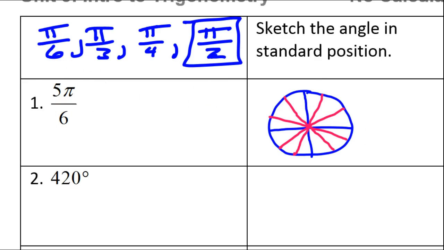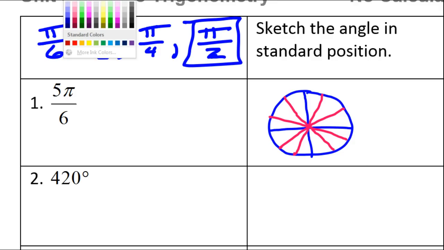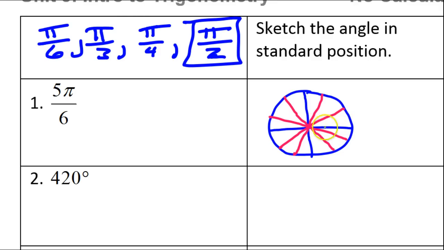That means 5 pi over 6 would go like this. Understand that standard position always starts here on the positive x-axis, and if we go the positive direction, we're going counterclockwise. So that's 1, 2, 3, 4, and 5 pi over 6 would land right here. So this would be the angle in standard position, and the arrow that I drew is part of the sketch.